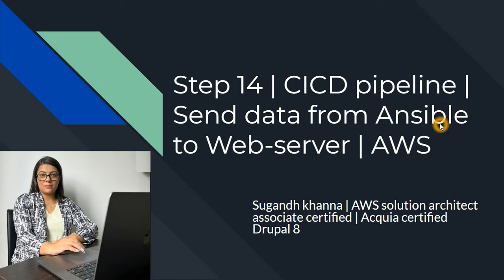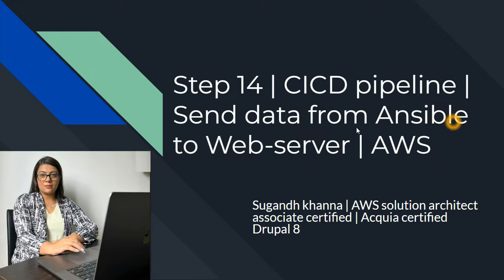So today we will discuss step 14 of the CI/CD pipeline: how to send data from Ansible to the web server. As you remember, in the previous session we got our data from Jenkins into the opt folder of the Ansible server. Now what we want to achieve is to transfer the same file to our web server in the folder var/html. So let's see how to do that.